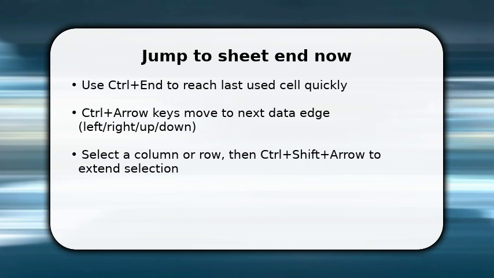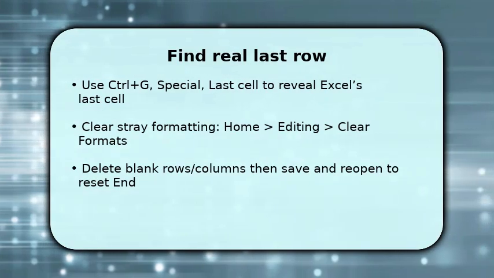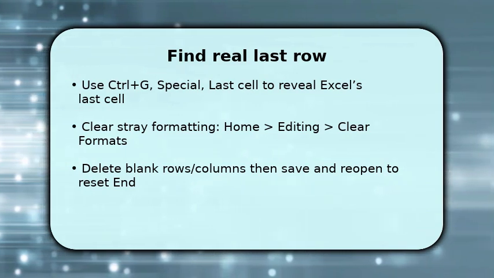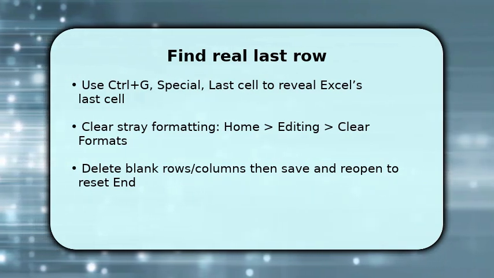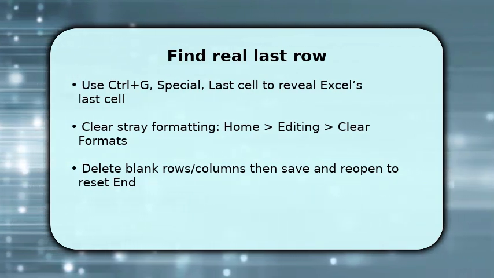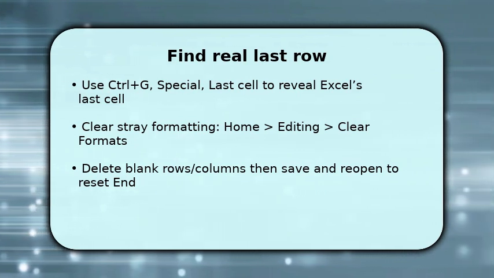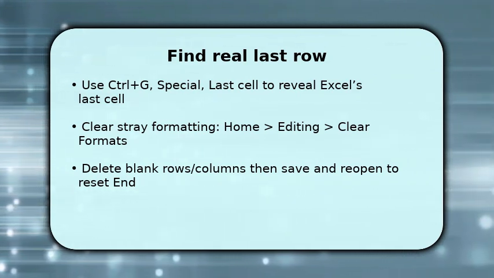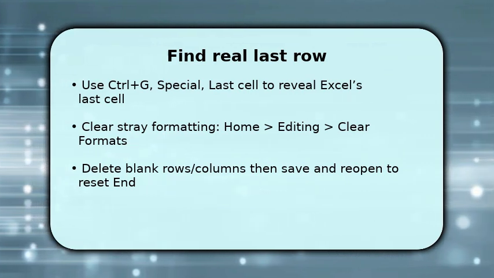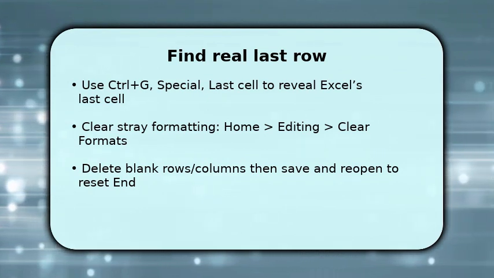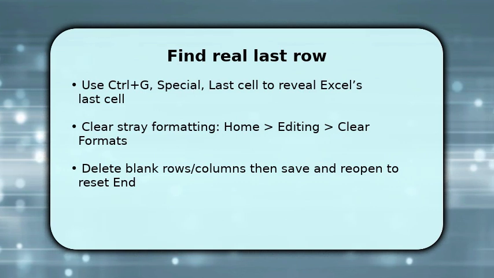Next, determine the true last row and reset Excel's end. Go to Ctrl+G, click Special, choose Last Cell to confirm where Excel thinks data ends. If that location is beyond your real data, clear stray formatting by selecting affected rows/columns and using Clear Formats from the Home ribbon. Delete entirely blank rows or columns, then save and close the file. Reopening forces Excel. Finally, use targeted moves and checks to finish efficiently.